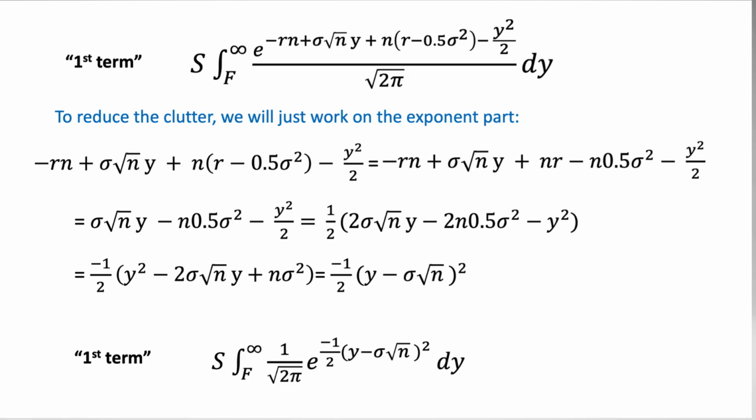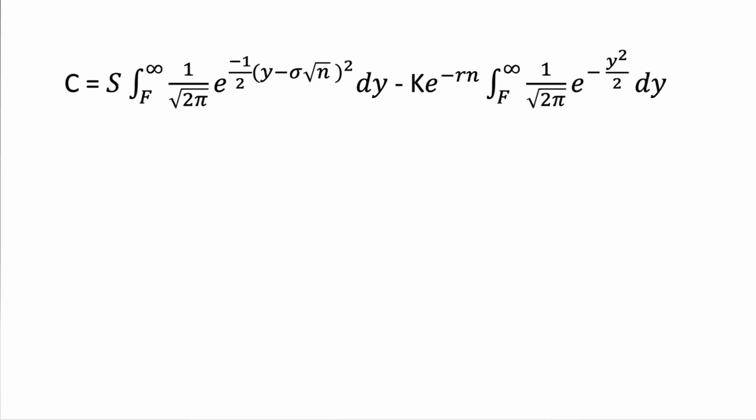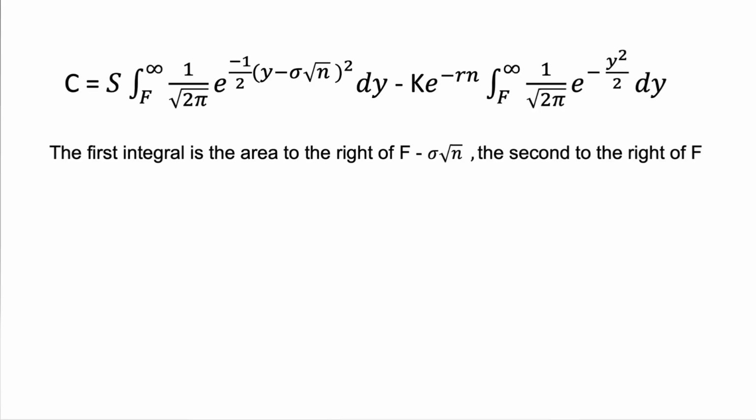And the second term will simply be like this, and therefore we now have the transformed equation in y that is simpler to interpret, and which looks like this one. And I'm not even going to read this anymore. The first integral is the area to the right of f minus sigma squared root of n. The second integral, the area to the right of f. And this is f, remember.